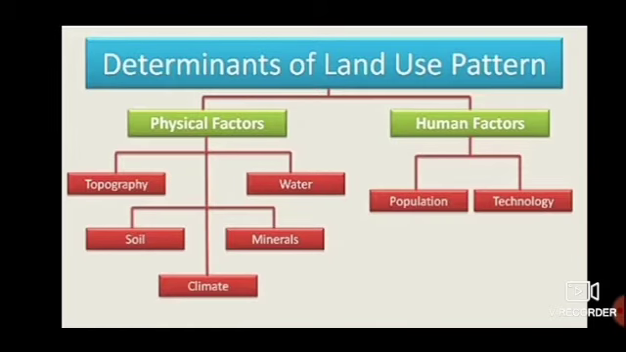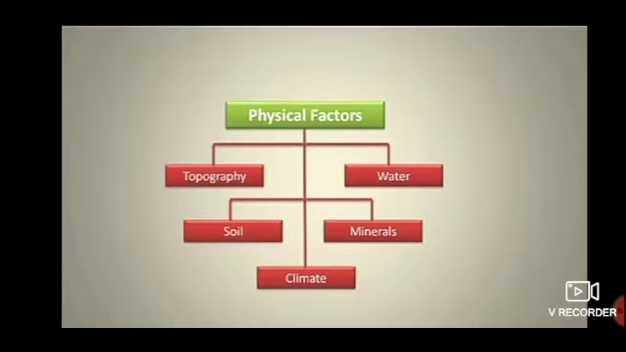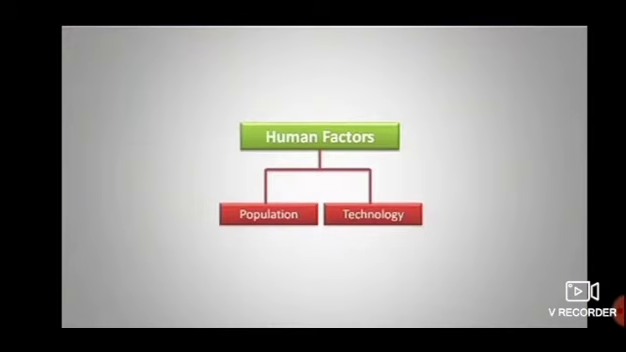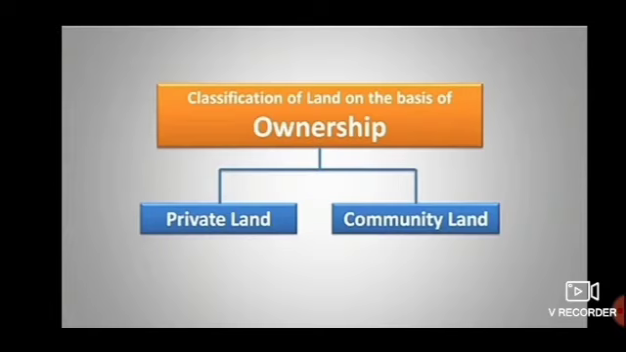Next, we will see the determinants of land use pattern. They are physical factors and human factors. Physical factors are topography, soil, climate, minerals and water, whereas human factors are population and technology on which land use depends.